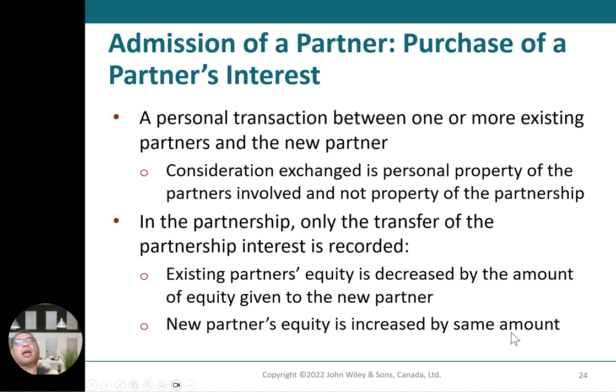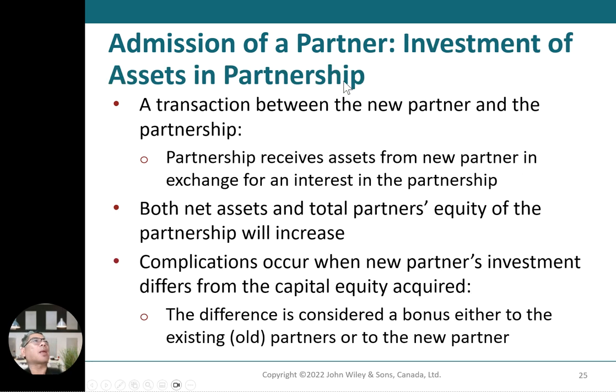So let's say my partner John has 50%. He sells it to Jane, so he's going to decrease by 50%, and Jane is going to come in as 50%. Let's say if he has 40, the same story. He's going to decrease by 40, and Jane will come in increased by 40. Okay, that's the key part. So it's an equal percentage.